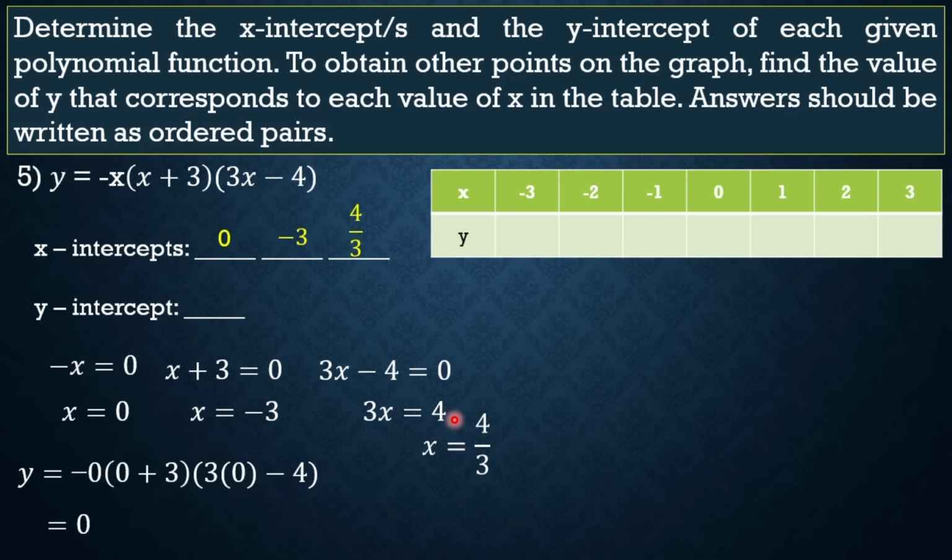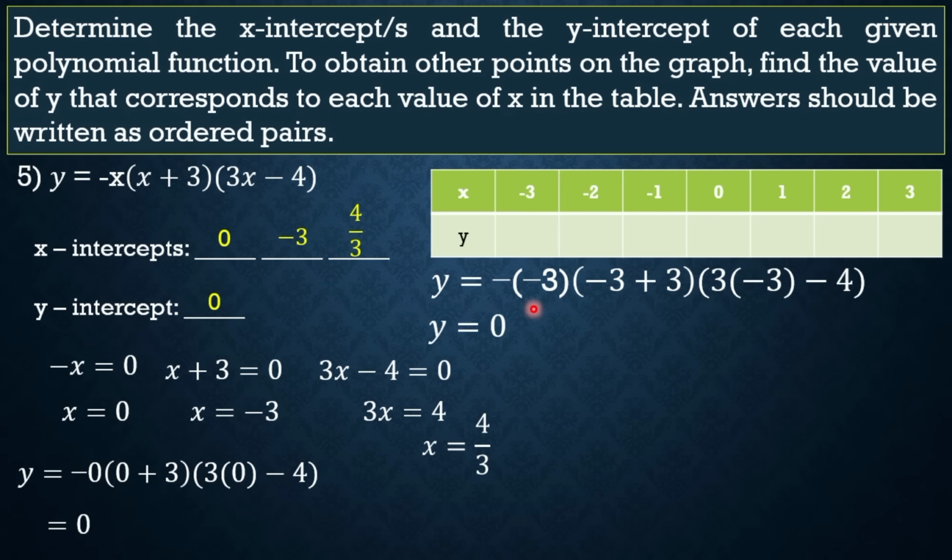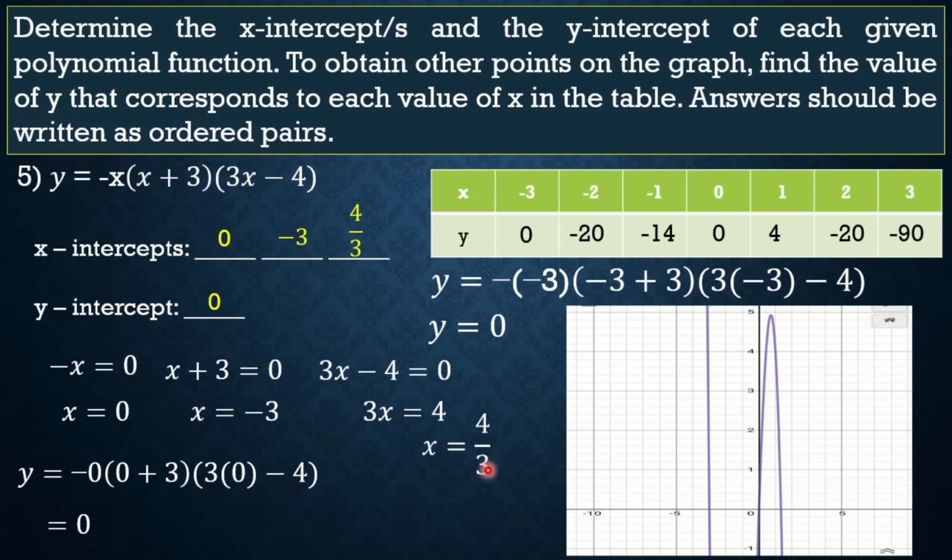The answer is 0. And ganun din sa table of values para makuha natin yung value ng y, substitute lang natin yung mga values ng x dito sa given na polynomial function natin. So to solve for y, if x is negative 3, so y is equal to 0. Okay? So kapag kinumpute natin to, sinubstitute nyo, in-evaluate nyo itong negative 2, negative 1, 0, 1, 2, and 3, makukuha nyo dyan is negative 20, negative 14, 0, 4, negative 20, and negative 90. So, anong itsura ng graph niyan? Okay, ganyan yung magiging graph niyan.